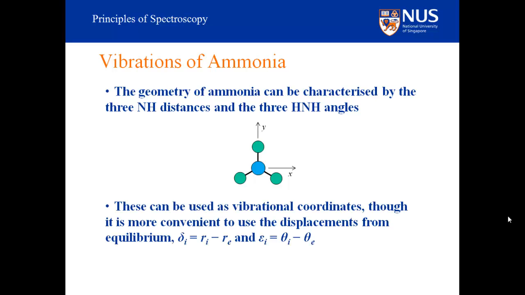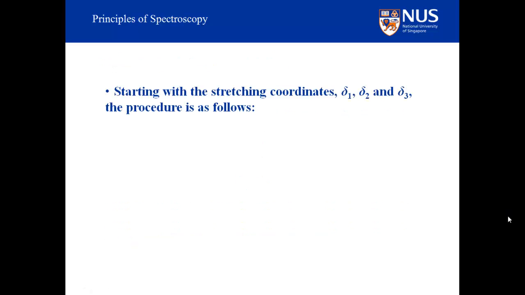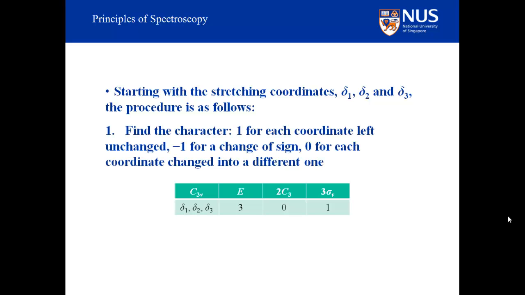These can be used as vibrational coordinates, although it is more convenient, of course, to use the displacements from equilibrium. That is, delta i is equal to R i minus R e, and epsilon i is equal to theta i minus theta e. Let's start with the stretching coordinates delta 1, delta 2 and delta 3. The procedure is as follows. First, find the character.